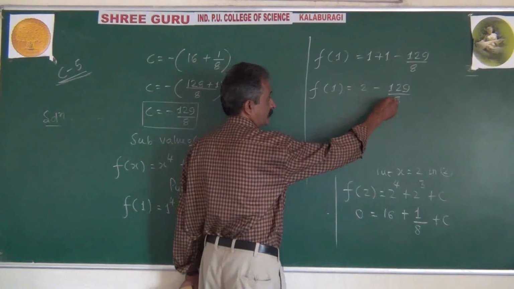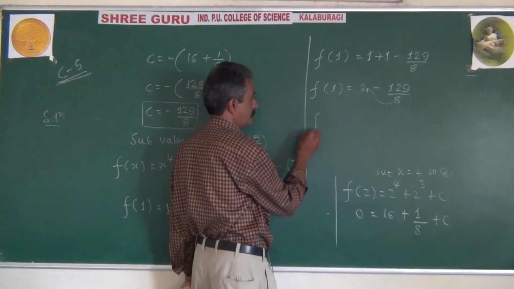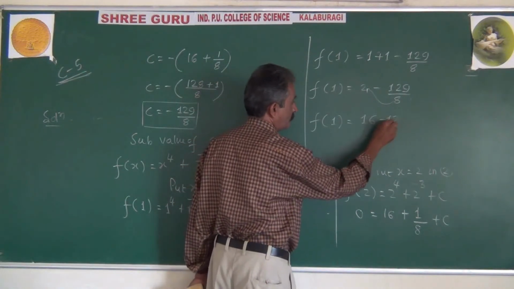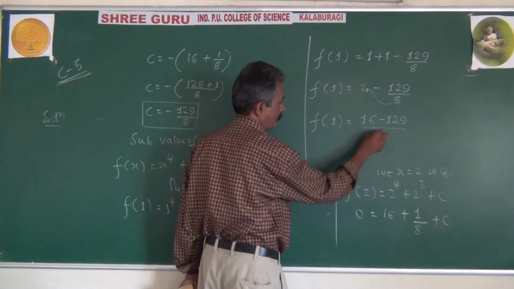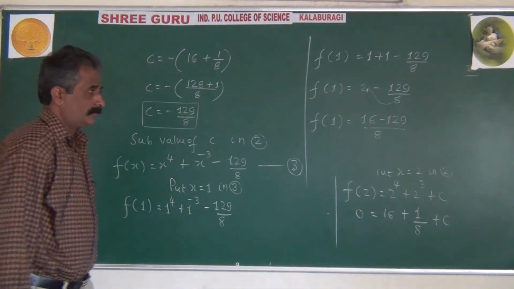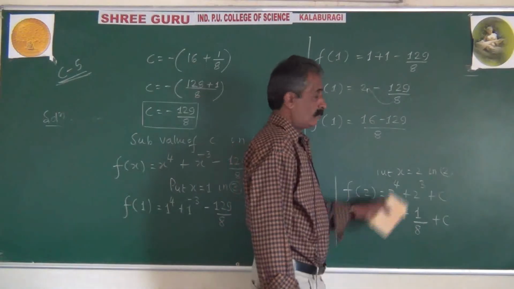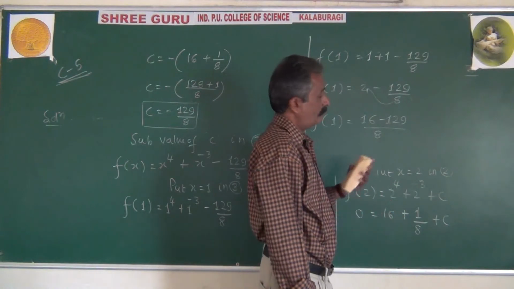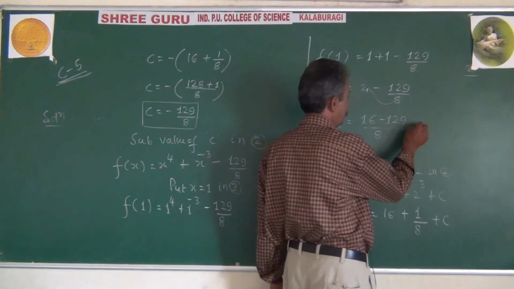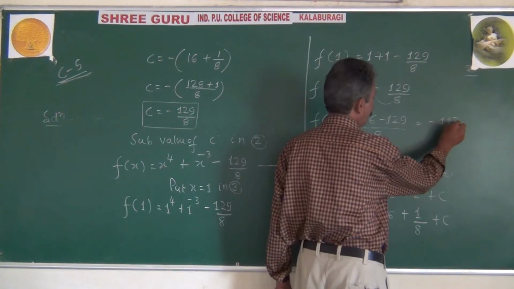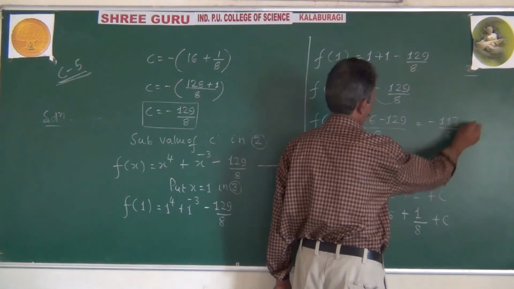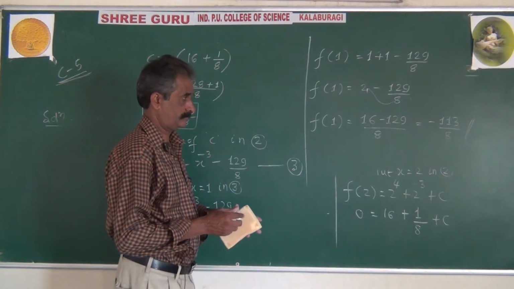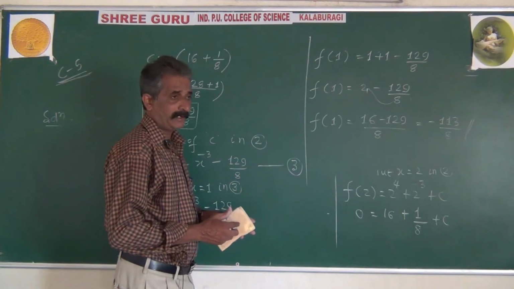LCM 8. 8 into 2, 16. F of 1 equal to 16 minus 129 by 8. So when we subtract 129 from 16, the result will be minus 113, minus 113 divided by 8. That's the final answer.